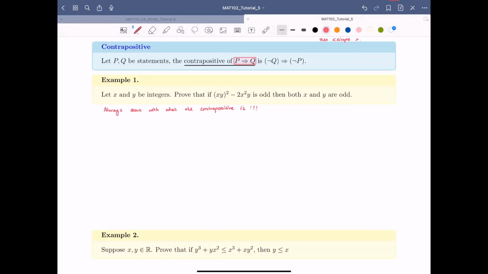P implies Q, the contrapositive is not Q implies not P. This is the first mistake people make. A lot of people will get this part wrong already. And I'm telling you, people will get this question wrong again. Even with this written down right here, a lot of people will get it wrong. So let's see. What do you guys think? What is the contrapositive of this statement? Anyone?